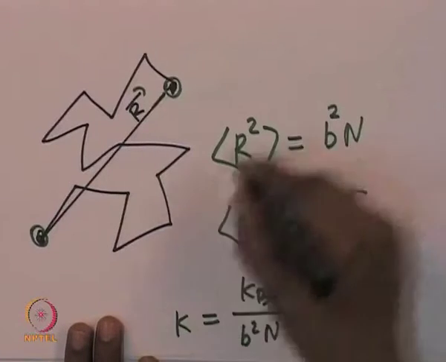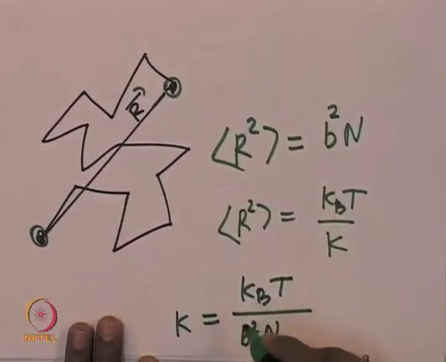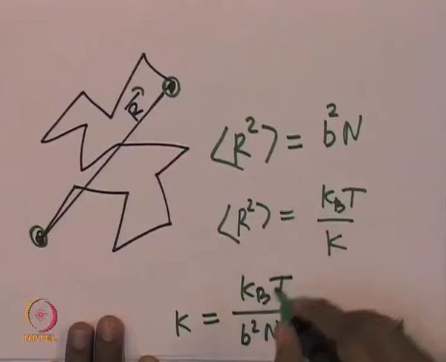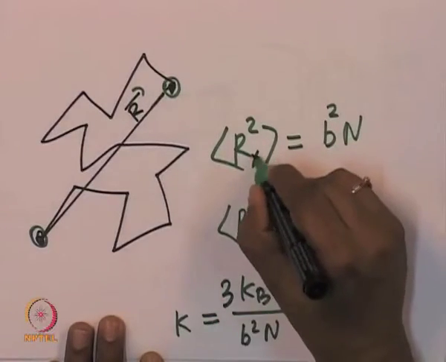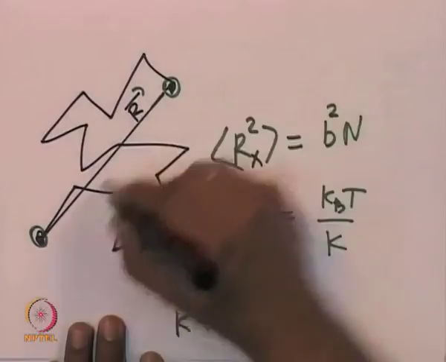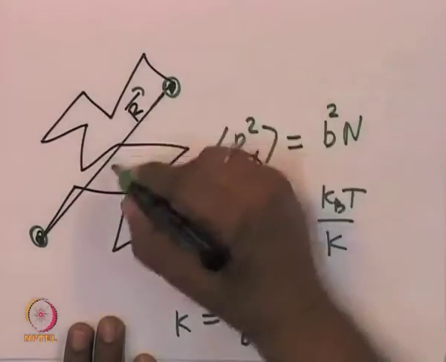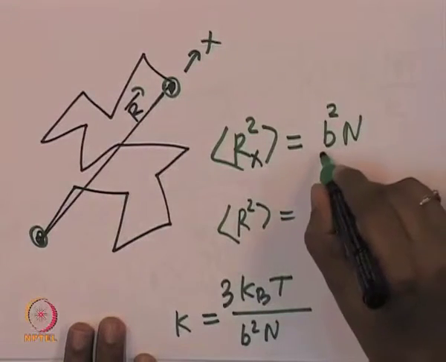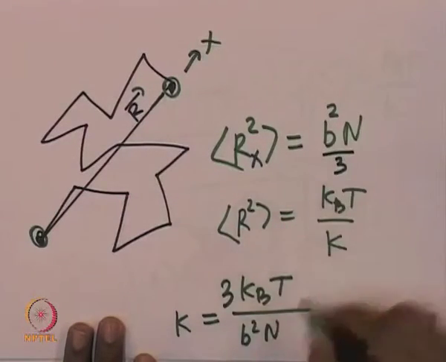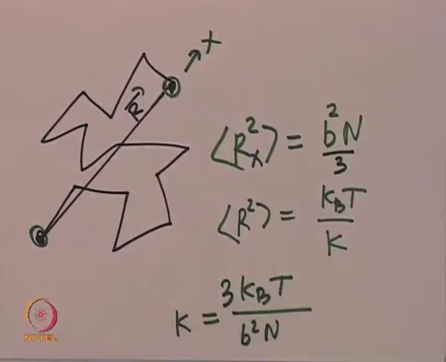So, this is in 3D. If you take 1/3 of this, you will get a 3 here, because if you take R x square only in one direction, in the direction of, if we call this the x axis, x direction, we can put a 1/3 here. Then this will turn out to be 3 K B T by b square.